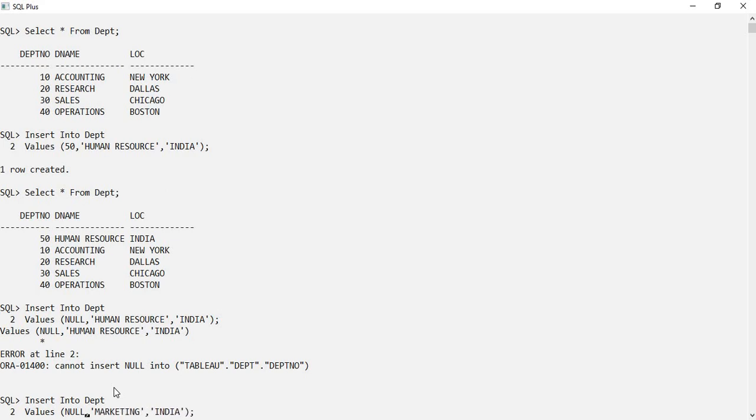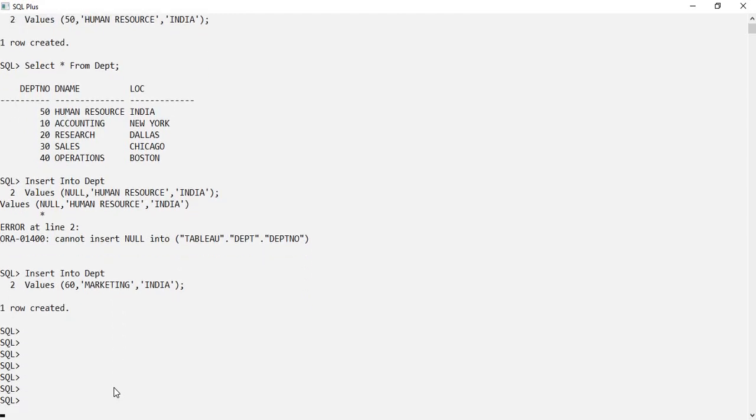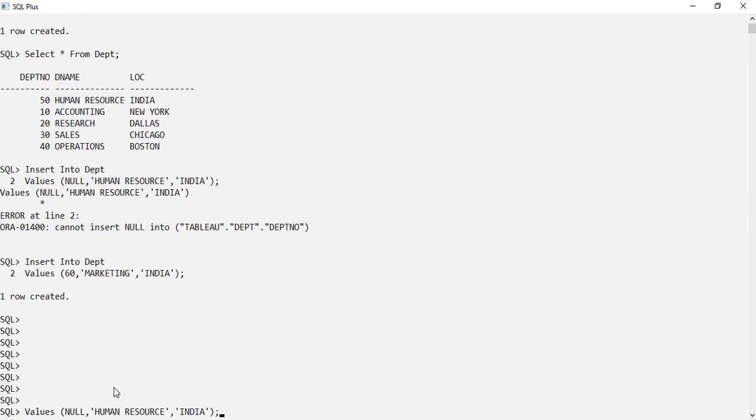Okay, and this time I want to make the department number as 60. Okay, let it be India only. Okay, now I'm clicking on enter. Now that one row is created, right? Let me clear this. That one row is created.